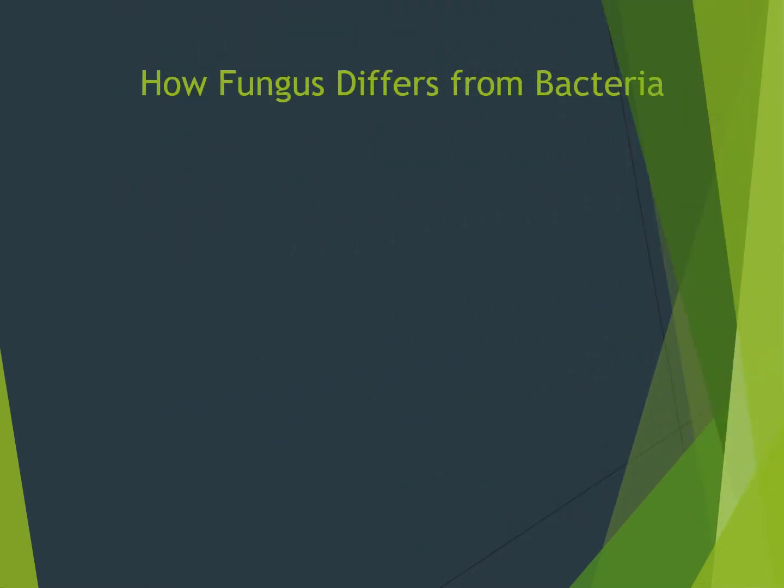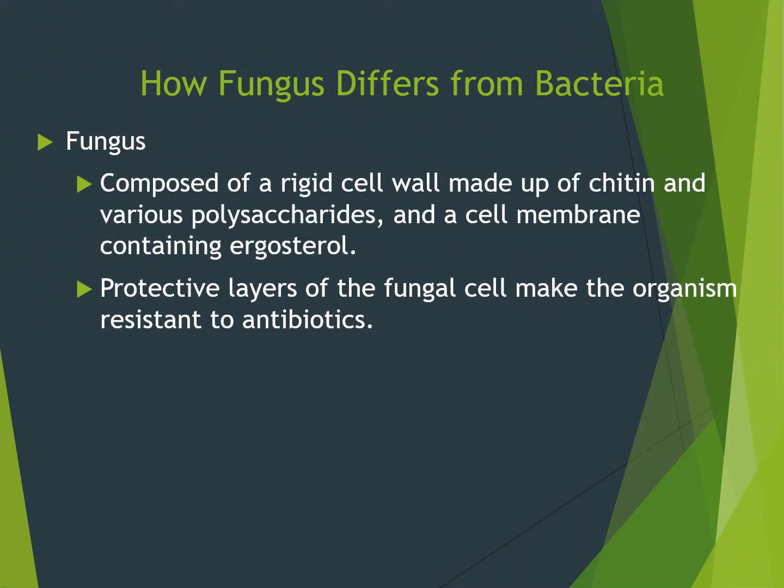So how does a fungus differ from a bacteria? A fungus has a rigid cell wall, and the cell wall is made up very differently from the bacteria. It has more protective layers, and so it makes a fungal cell more resistant to antibiotics.